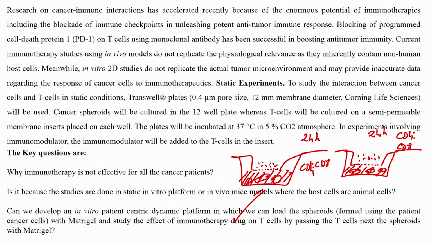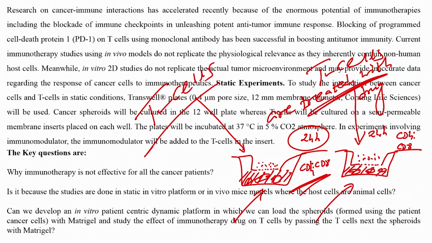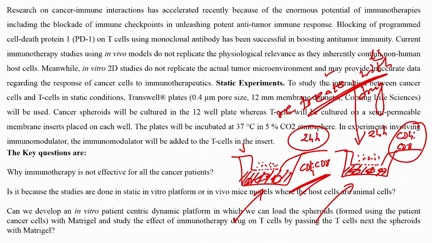The difference between this one and this one is, in this case the T cells are treated with immunotherapy drug, right. This is control, just T cells. After 24 hours we see CD4 CD8 concentration. T cells treated with immunotherapy drug, after 24 hours we see CD4 CD8 concentration, right, and we compare. This is what is written here, right.